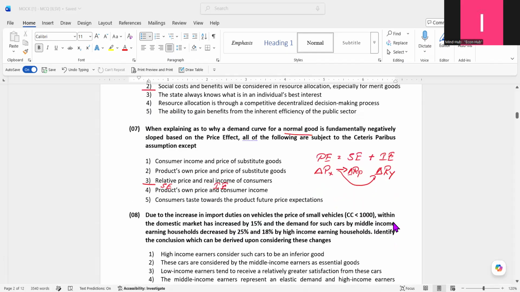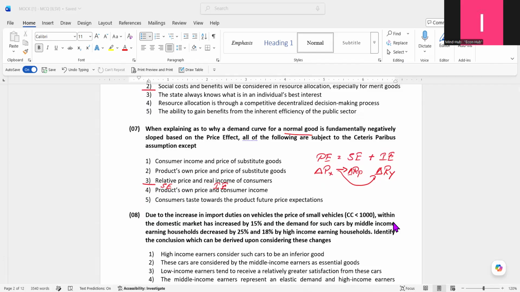Question 7. When we explain why the demand curve for a normal good is negatively sloped, based on the price effect, the law of demand based on the price effect, all of the following are subject to the ceteris paribus assumption, that is, held constant, except what? The correct answer is number 3. Relative price and real income of consumers.